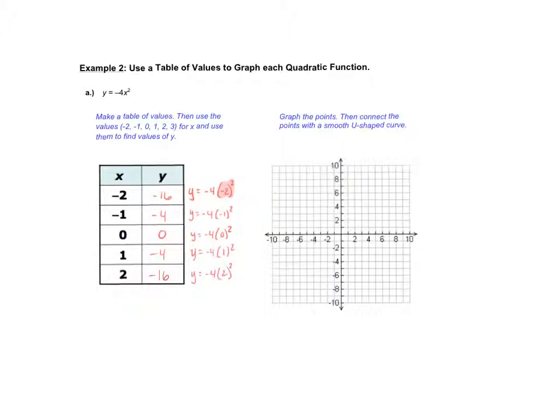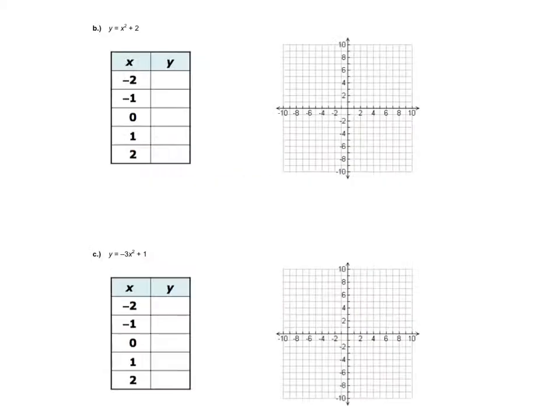So those are my ordered pairs, and I'm going to just graph what I can. So negative 2, negative 16, that's going to be way off the graph here, maybe somewhere around here. Negative 1, negative 4, 0, 0, 1, negative 4, and 2, negative 16, something like this. It almost looks like a V there, but we know it's going to be a U because it's a parabola. If you figured it out, the second difference of the y's is constant. So I know it's quadratic, plus it says it was quadratic. So it's going to make a parabola.